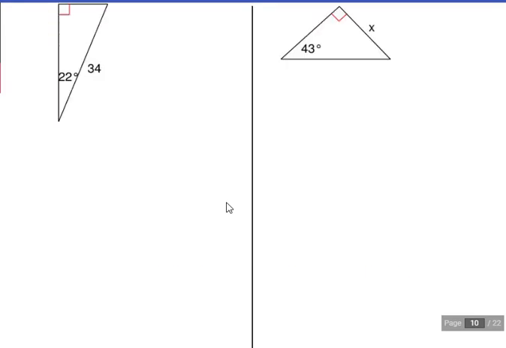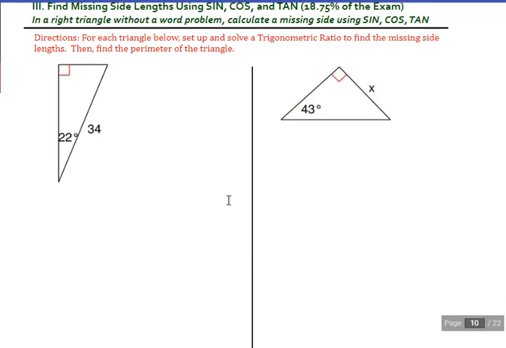All right, hey everybody. So this is going to be like, say, part 3, but you're not going to see anything new in this part than you had seen in the previous parts. We're still going to find missing side lengths. Once we find all the side lengths, we're then going to add them together to find the missing perimeter, the perimeter that they're asking for here.